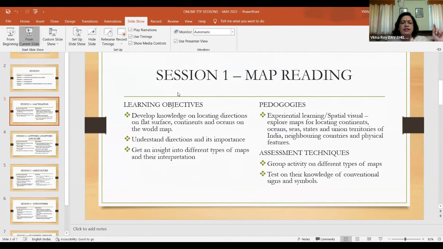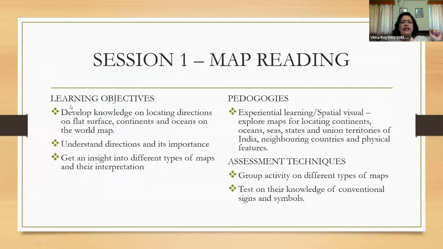So in the session on map reading, learning objectives: what are we expected to learn? I have made a list. So what are we supposed to learn when we are doing map reading or when we are teaching map reading in a class? See, our main function is to develop knowledge on locating directions. How do we understand what is north, what is south, what is east, what is west? That is very, very important. Then why do we use maps? How is it different from a globe? What is the importance of a map? How does it help us to understand places, their locations, etc.?